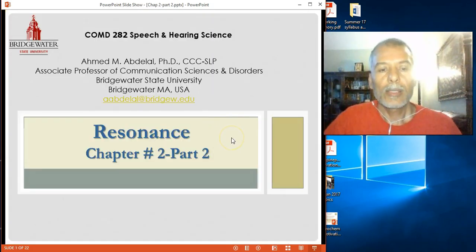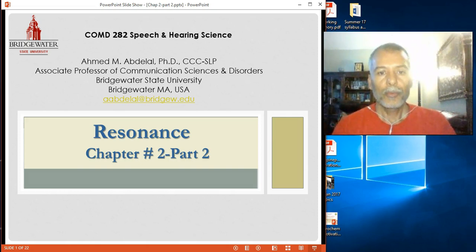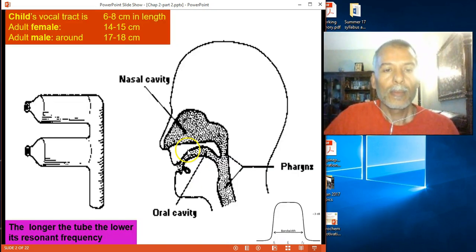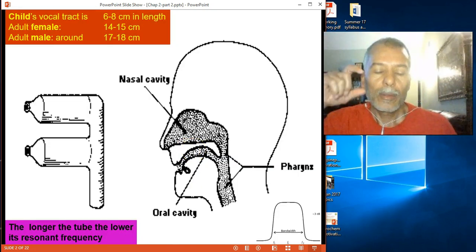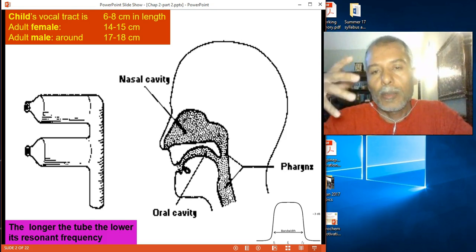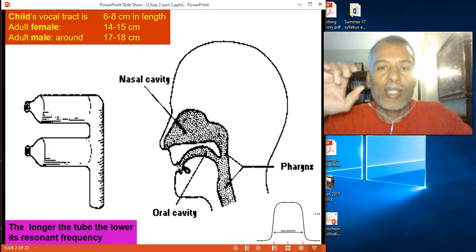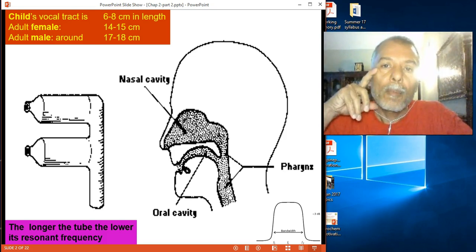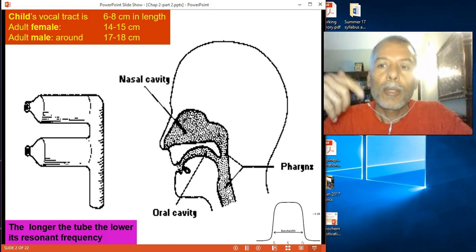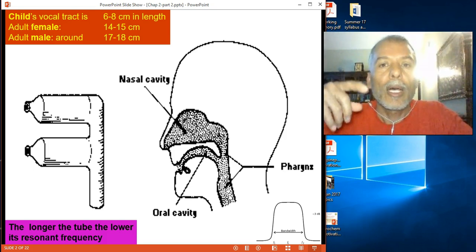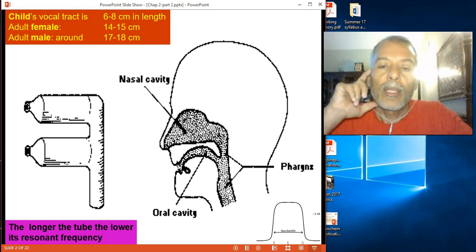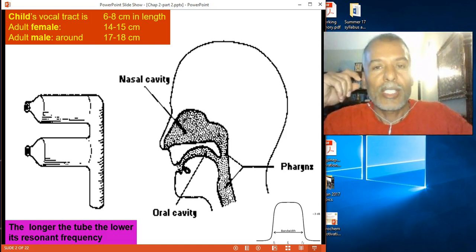Okay, this is the second part of chapter 2, dealing with resonance. So, just to repeat, the idea of resonance is that, especially now, from now on, we're going to speak about acoustic resonance, the vibration of an air column in response to an applied frequency or an applied vibration. In this case, the vocal tract is our tube, our filter, the acoustic resonator.